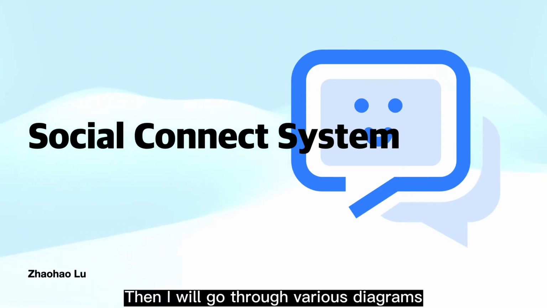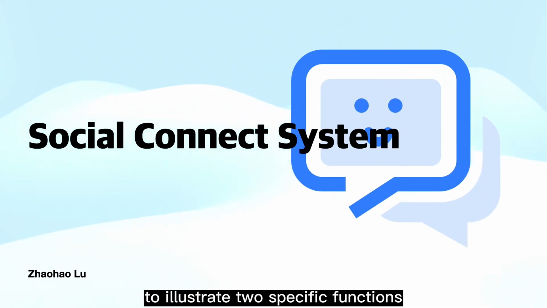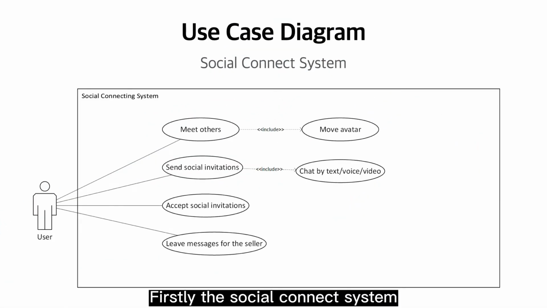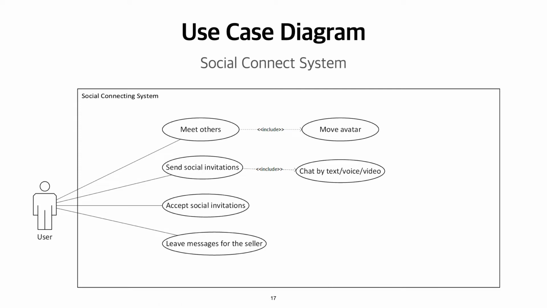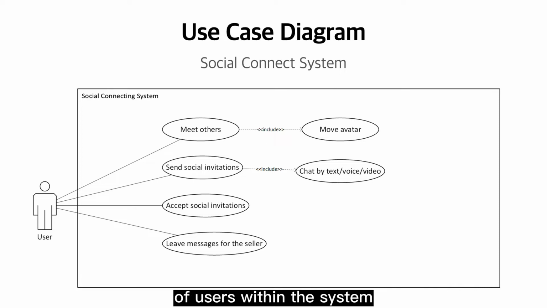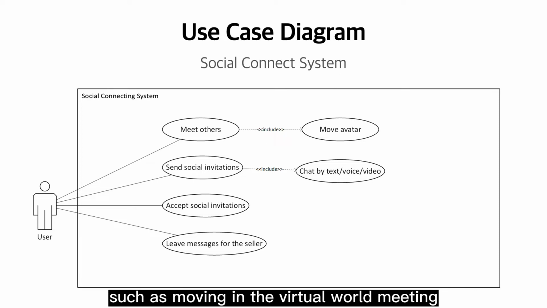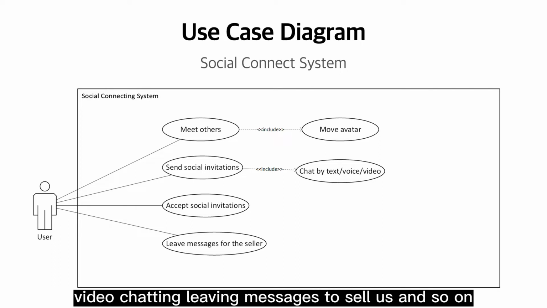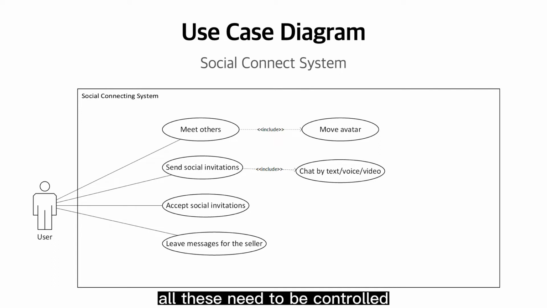Then, I will go through various diagrams to illustrate two specific functions, the social connect system and the trading system. Firstly, the social connect system. The social connect system is mainly used for all kinds of social activities of users within the system, such as moving in the virtual world, meeting, text chatting, video chatting, leaving messages to sellers, and so on. All these need to be controlled by real people in the real world.